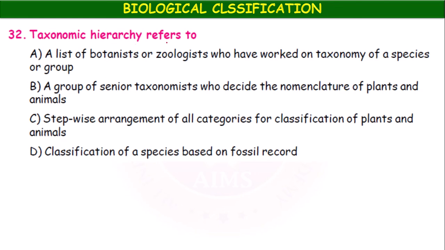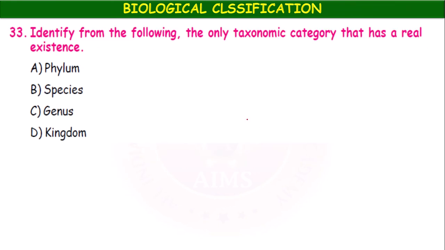Taxonomic hierarchy refers to: Option A, a list of botanists or zoologists who have worked on taxonomy of a species or group. Option B, a group of senior taxonomists who decide the nomenclature of plants and animals. Option C, stepwise arrangement of all categories for classification of plants and animals. Option D, classification of the species based on fossil record. So, here it is the stepwise arrangement. Taxonomic hierarchy means the stepwise arrangement of all categories for classification of plants and animals.